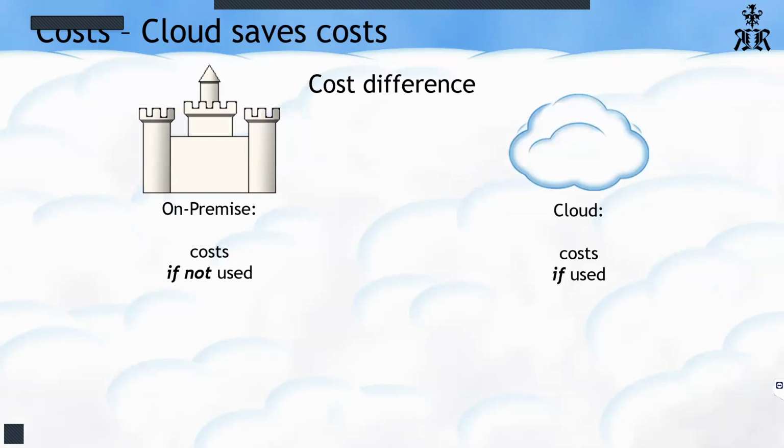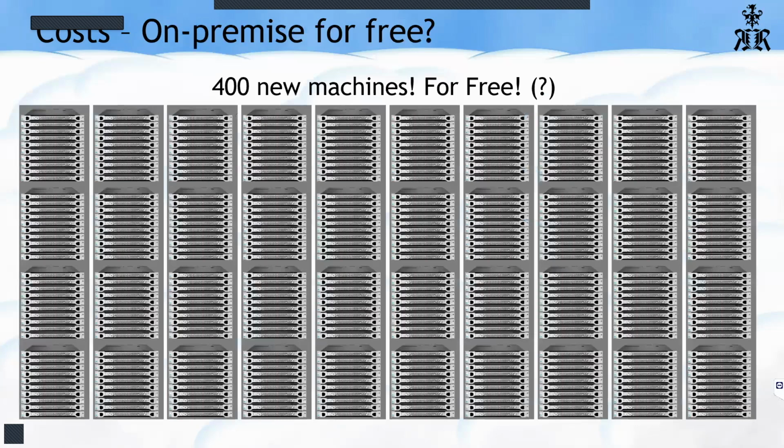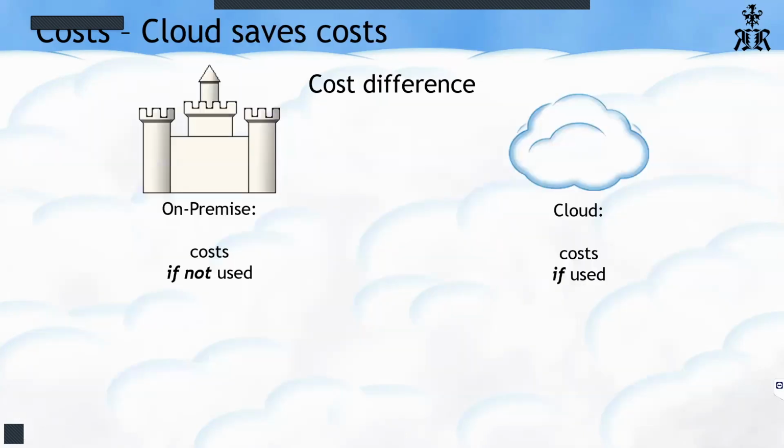The main difference is that on-premise machines cost money if they are not used. So if I take this example, let's say you need only 100 machines for all your jobs, but you have bought 400, then these additional 300 that you will never use are expenses that you should not have taken. So your on-premise machines cost if they are not used.